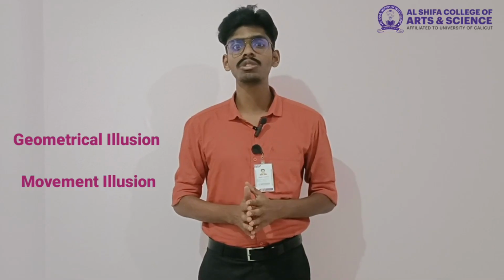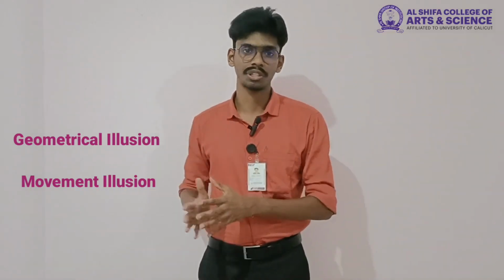So, when it comes to the optical illusion, we have another two classifications of the optical illusion. One is the geometrical illusion and another one is the movement illusion. And these are the two types of optical illusion. First, we will look at the geometrical illusion. In that geometrical illusion, we have firstly the Ponzo illusion.